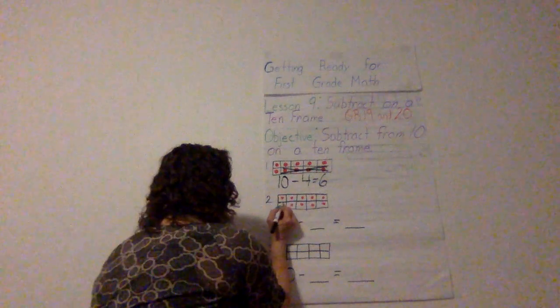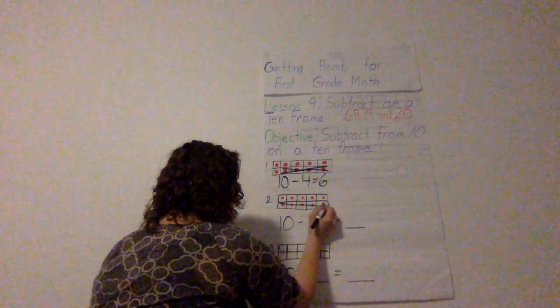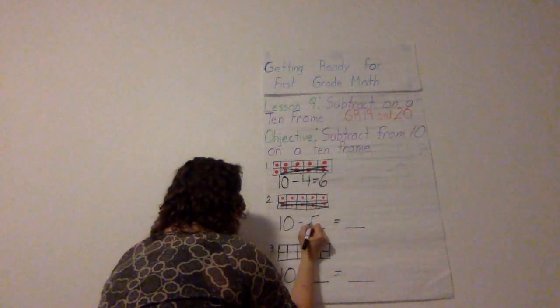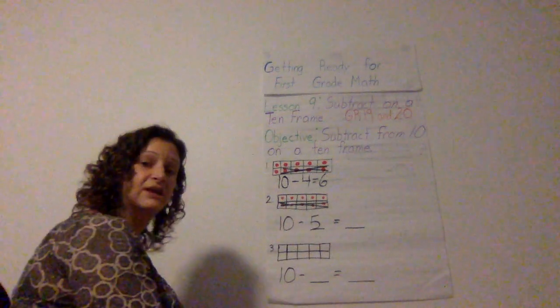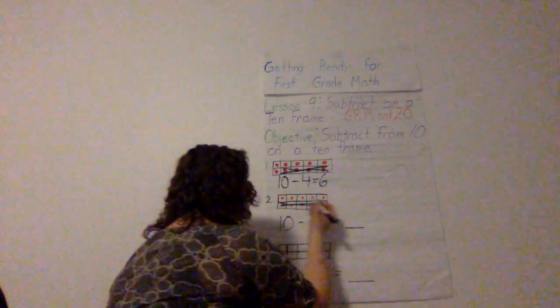This time I'm going to take 5 away. And I'm going to show that they're being taken away by crossing them off. And I'm going to write 5 because I crossed off 5. 10 minus 5 is 5.